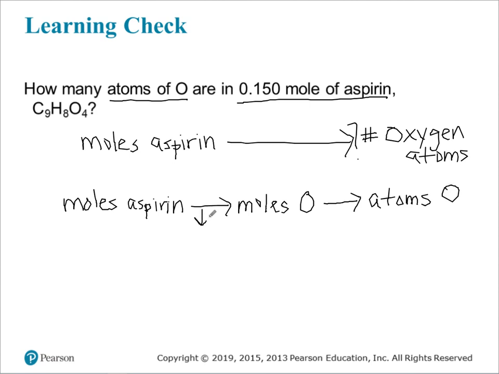For this first part, we need a mole relationship. We need an equality. We need a conversion factor that's going to tell us how many moles of oxygen there are for every mole of aspirin. Then once we have moles of oxygen, we need to use Avogadro's number to get from moles to atoms.